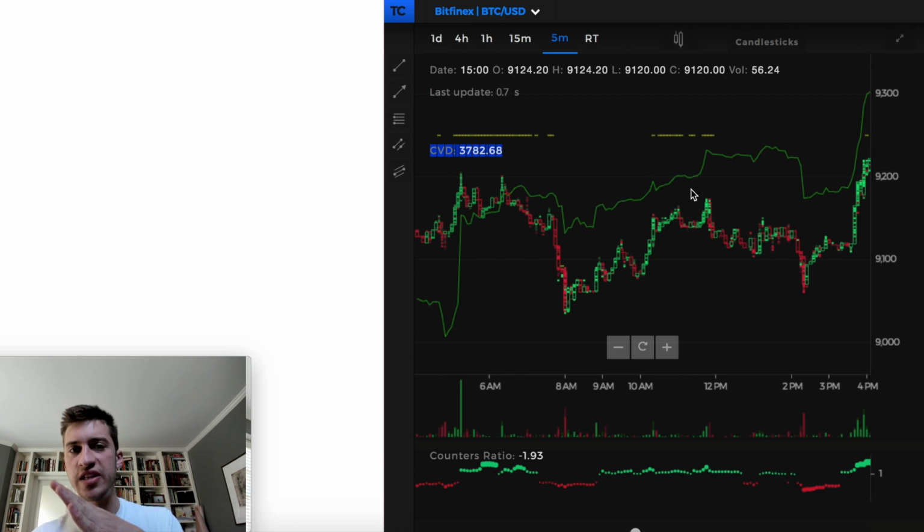A steady rise in the cumulative volume delta and a steady rise in price is a good sign for price. That is A-okay. We don't want to sell. If anything, we might want to buy.